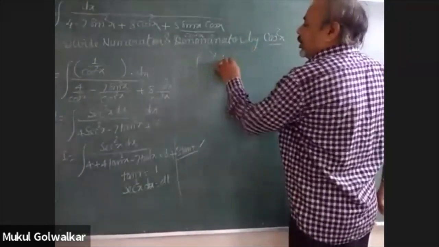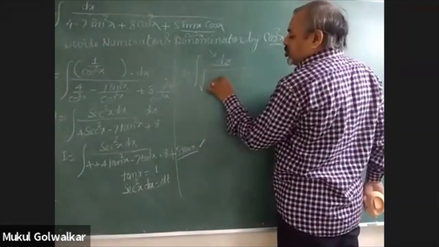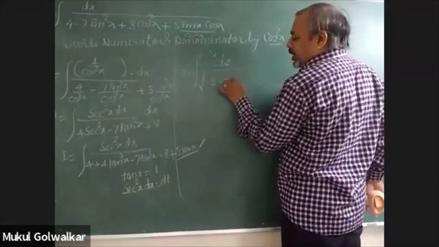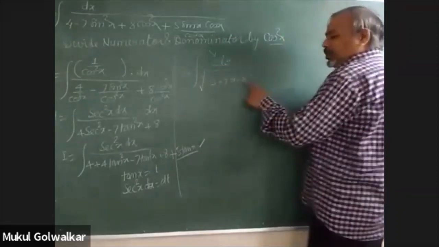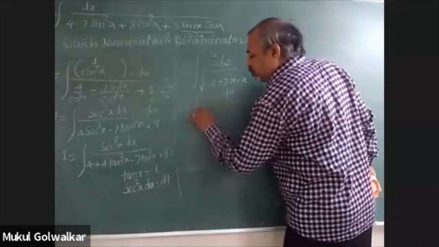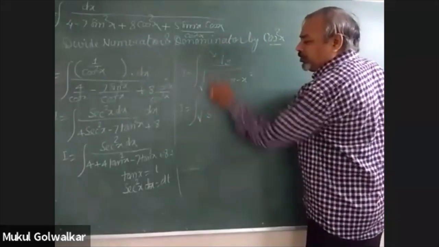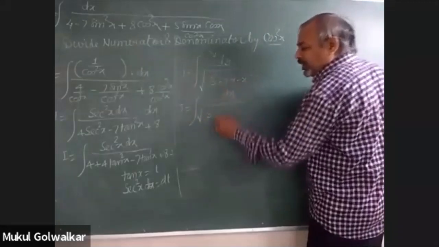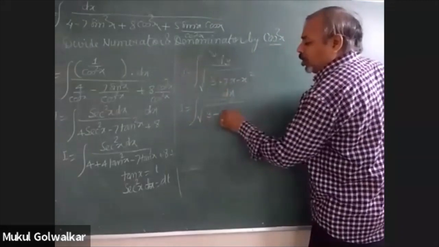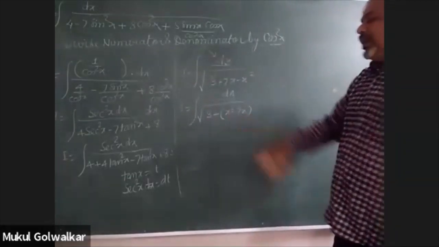Suppose we get a quadratic within the square root sign, and we write the quadratic like this, 3 plus 7x minus x square. This type of question you were asking yesterday. So what I suggest is that within the square root sign we write 3, the constant term, as it is, and from the terms containing the variable we take out a minus sign common, so that we write it in this form.